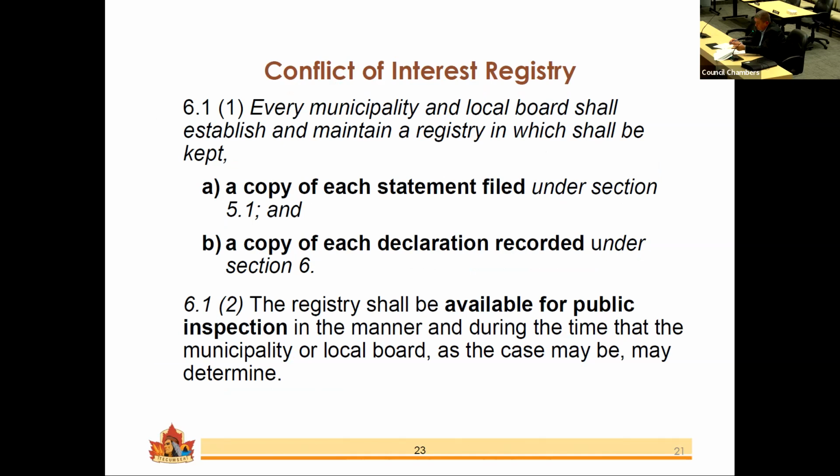Next slide. A requirement that I believe came in 2018 is for members to file a statement of their conflict of interest with the clerk's office in order to keep a public record, a conflict of interest registry, which is available to the public. That written statement of what the conflict is and its general nature needs to be filed either at that meeting or as soon as possible afterwards.